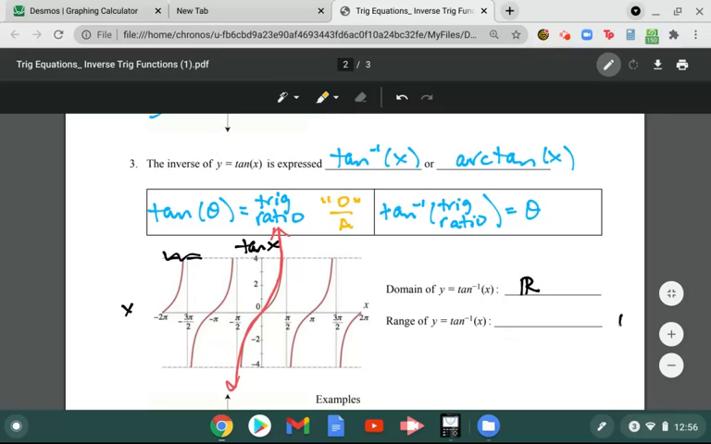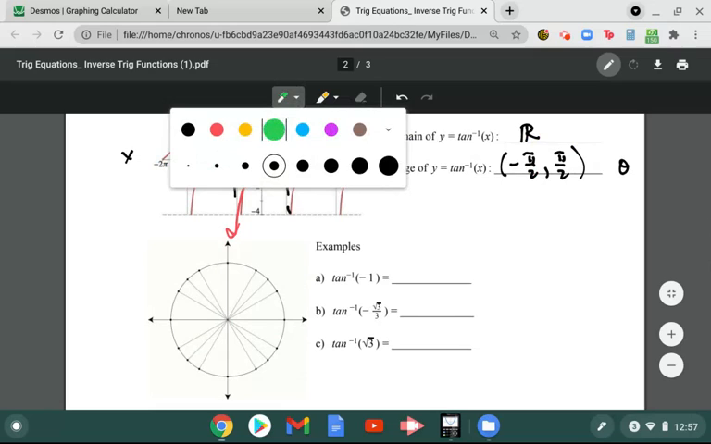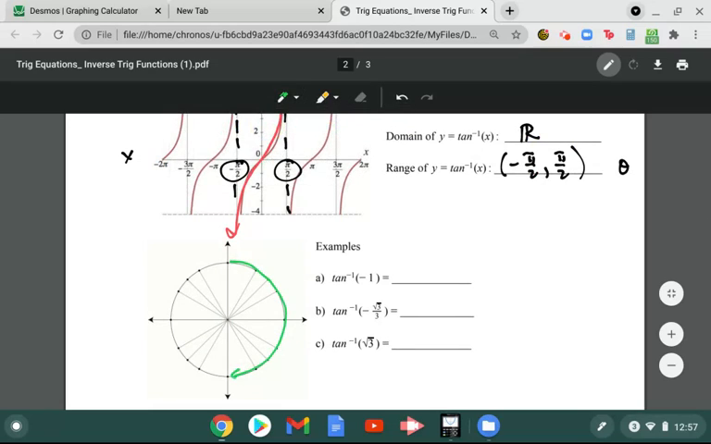The range, though, those angles do need to be restricted, and we're going to restrict those between negative pi halves and pi halves. Since there are asymptotes there, I can't actually have those angles, so I'm just going to put those in parentheses, negative pi halves to pi halves. It's kind of nice because it's really the same restriction that we had for sine. So negative pi halves to pi halves again goes from the negative y-axis to the positive y-axis.